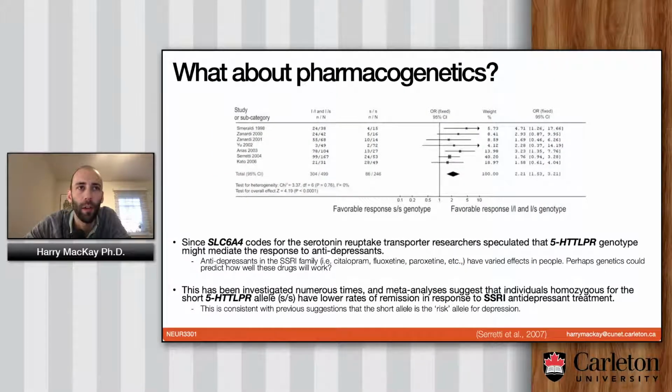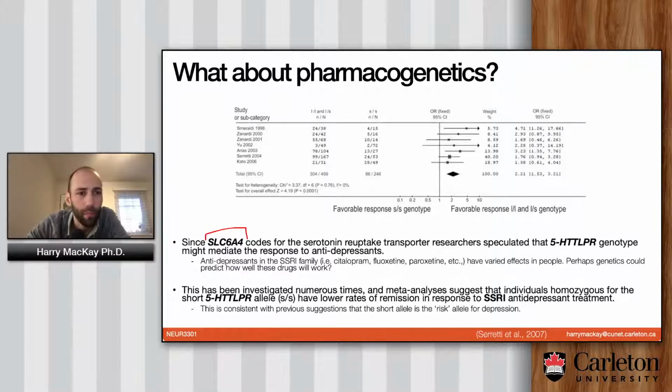Okay, so what about pharmacogenetics? Ultimately I think people kind of abandoned the idea that this 5-HTT LPR genotype had a whole lot to do with your actual odds of depression, or maybe the relationship between your odds of depression and your life events. But what about your response to antidepressant drugs? After all, SLC6A4 codes for the serotonin reuptake transporter, and of course the serotonin reuptake transporter is precisely what's blocked by things like citalopram and fluoxetine and paroxetine and the other SSRI antidepressants. So why couldn't there be an interaction there?